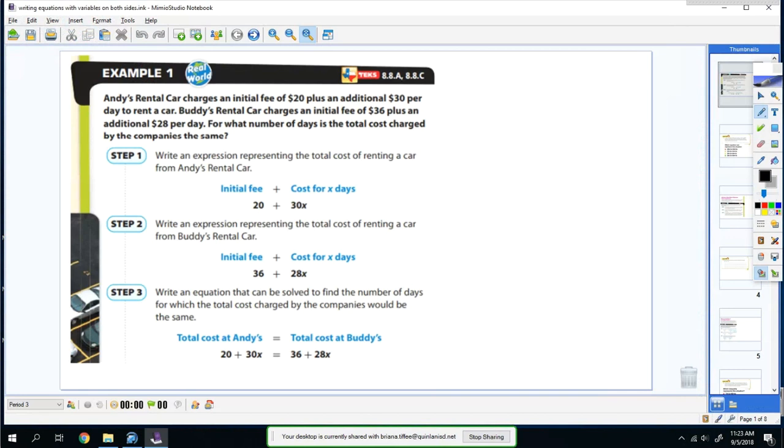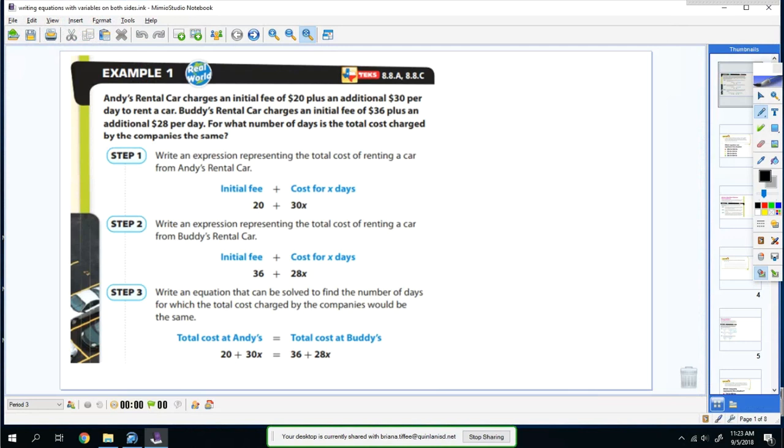Okay, so yesterday y'all wrote equations and inequalities with variables on one side. And today what we're going to do is write equations and inequalities with variables on both sides. I actually like this one a little bit more than the one from yesterday. I don't know why. It just seems more fun.